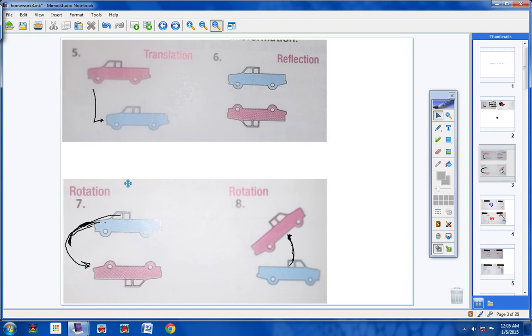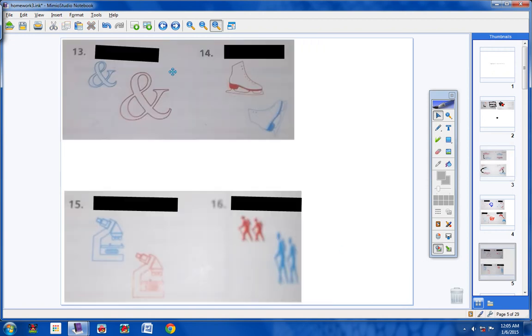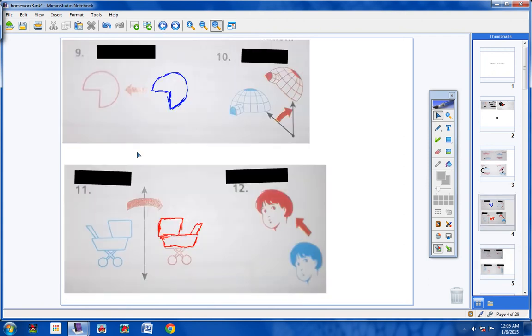Okay. Alright, let's move on to numbers. I think we skipped a page. Yeah. Let's move on to numbers 9 through 12. Name the transformation. I love this. This is so good to practice, practice, practice. Now remember, blue is the pre-image, okay? Blue is the pre-image, so here's blue.